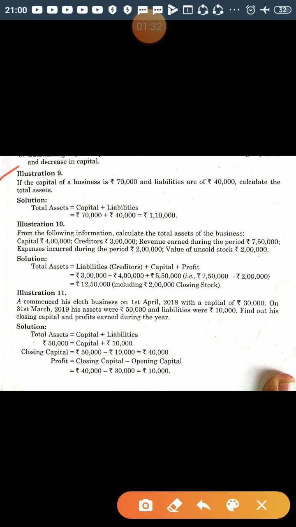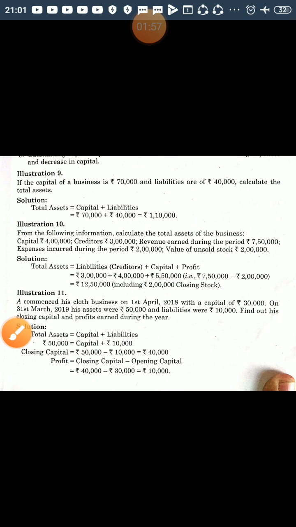Illustration 1 says: if the capital of a business is rupees 70,000 and liabilities are 40,000, calculate the total assets. So, by the accounting equation, assets equal capital plus liabilities. Capital is given, liabilities is given. So capital plus liabilities, 70,000 plus 40,000, gives 1,10,000 as total assets.